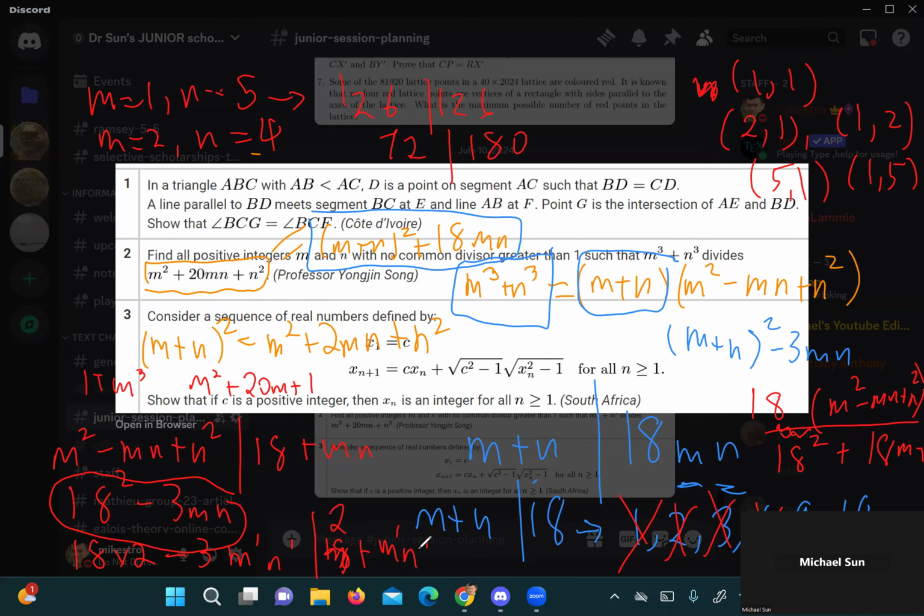Okay, so now what we have is, wait, for m and n to be both divisible by 9, that means they're both equal to 9, right? That's kind of simple. So this is just 1. So we have 36 minus 3, which is 33, divides into 3, which is not true, right?